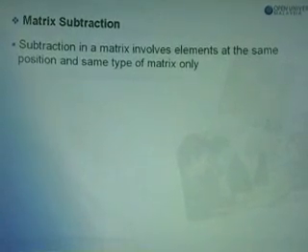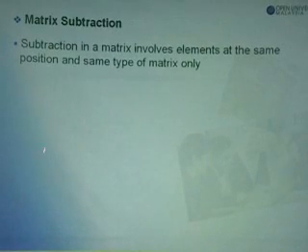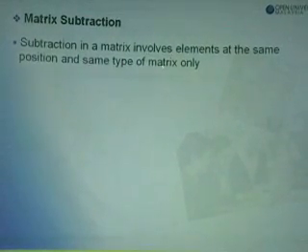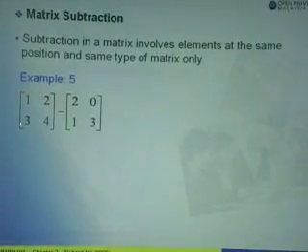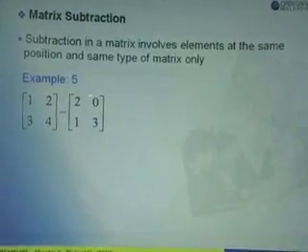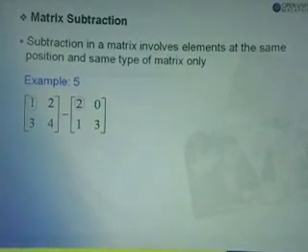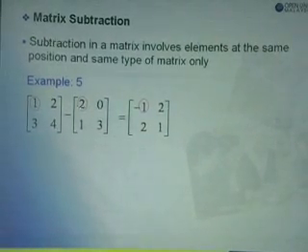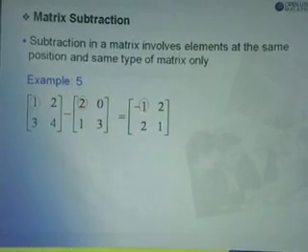So how about subtraction? The subtraction of two matrices follows the same rules as addition. So when we subtract a matrix, it must involve elements in the same position and same type of matrix. Example 5, we have a matrix 2 by 2 here, minus another matrix of the same type, which is 2 by 2. So in order to subtract these two matrices, we'll take the first element minus the first element in the second matrix. So 1 minus 2 will give us negative 1.